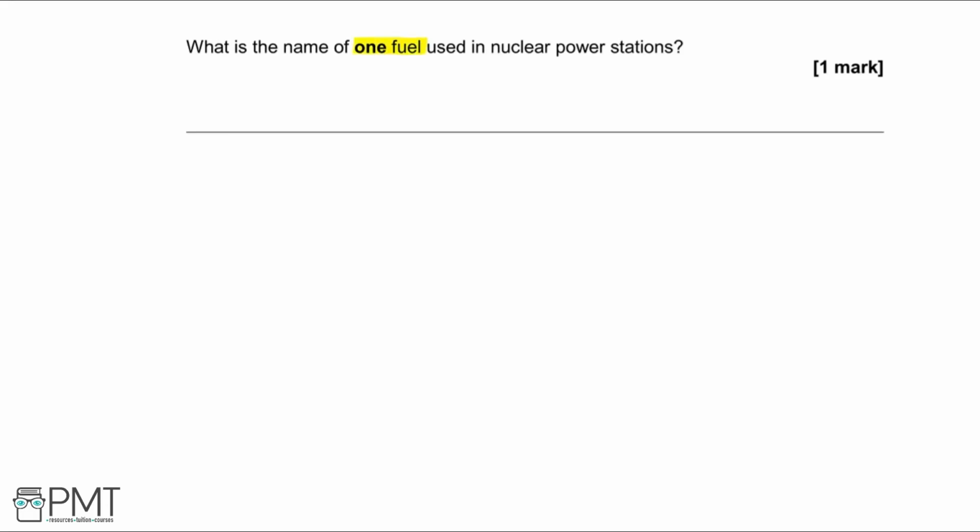What is the name of one fuel used in nuclear power stations? For this, we just need to know the names of fuels that can be used, and we can have either uranium or plutonium. They're both fuels that are used in nuclear power stations, and to get that 1 mark, either one of them can be used, but I will just say uranium. And although, for example, you might know that it's uranium-235 that is often used, you don't need to mention any numbers, and these will just be ignored. All you need is to mention uranium or plutonium.